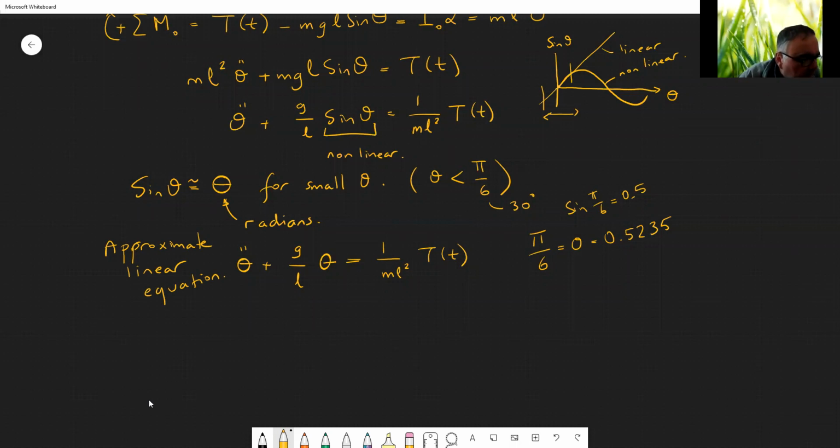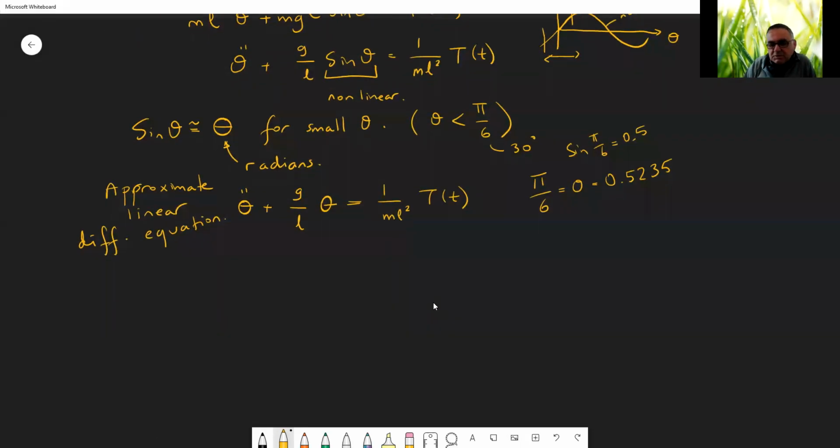We will be talking about linearization. So this is the approximate linear differential equation. The thing is, we need the linear equations in order to be able to solve them. Now, linear equations are not easy to solve if you can solve them. Many nonlinear equations are unsolvable, actually, whereas linear equations always have a solution.